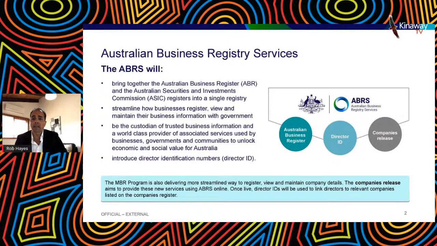As a part of the MBR program, director identification is the first service that has been introduced through the Australian Business Registry Services. So we're going to speak a little bit about what is a director ID and why do you need it. It is important to understand the background of why director ID is being introduced. The Modernising Business Registers program will ultimately be responsible for more than 30 registers that are currently with the Australian Securities and Investments Commission and the ABR service that is managed by the Australian Taxation Office.